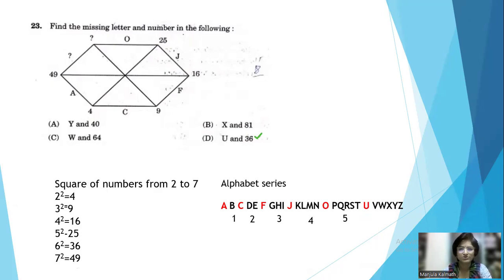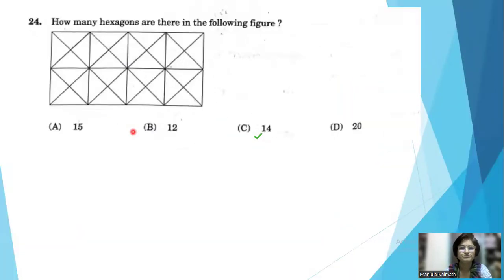So move to the next question here. Okay. Now here, how many hexagons are there in the following figure? This is a bit of a tricky question. First of all, what do we mean by a hexagon? A hexagon is a shape that has 6 faces, that is called a hexagon here.